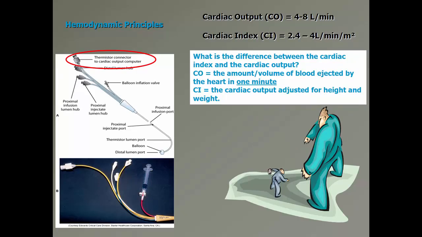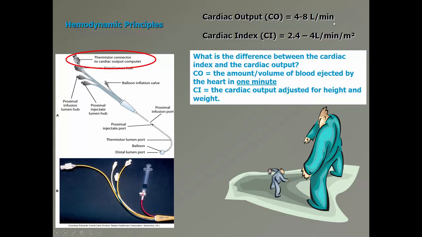Moving on. Let's talk about another function that the pulmonary artery catheter can perform, and that's the cardiac output. So here's the little device, the end of the catheter. It connects to a cardiac output machine. There's a maneuver that the nurse has to do, and when they do that maneuver, they can measure the cardiac output. The normal cardiac output is 4 to 8 liters per minute.